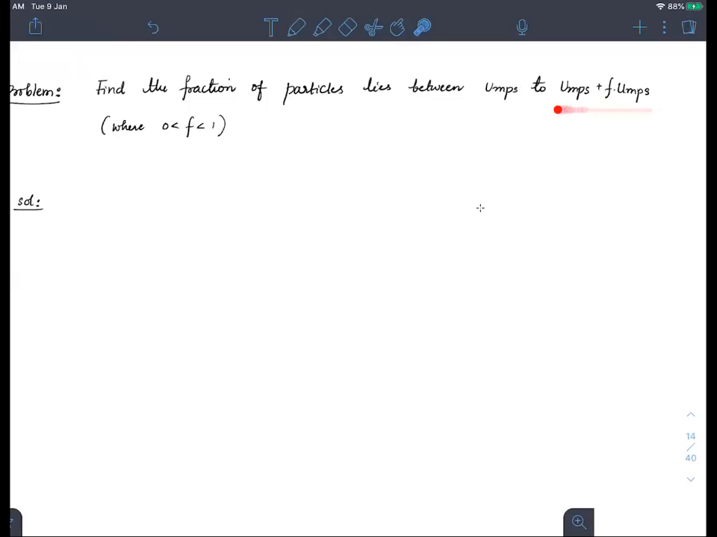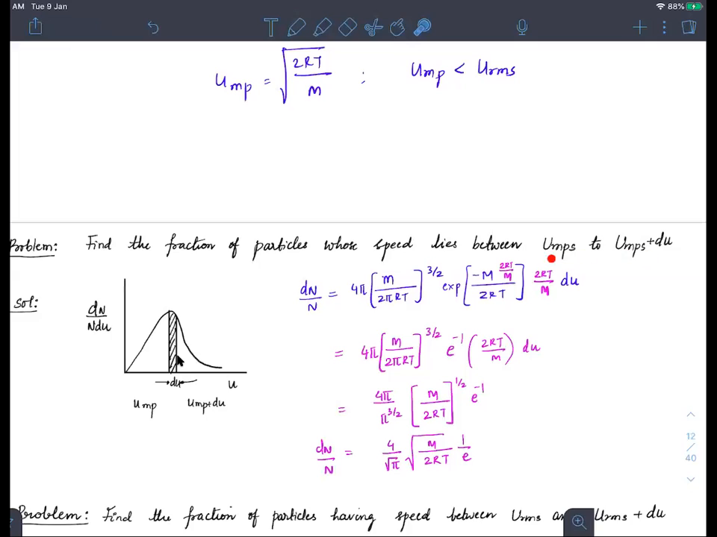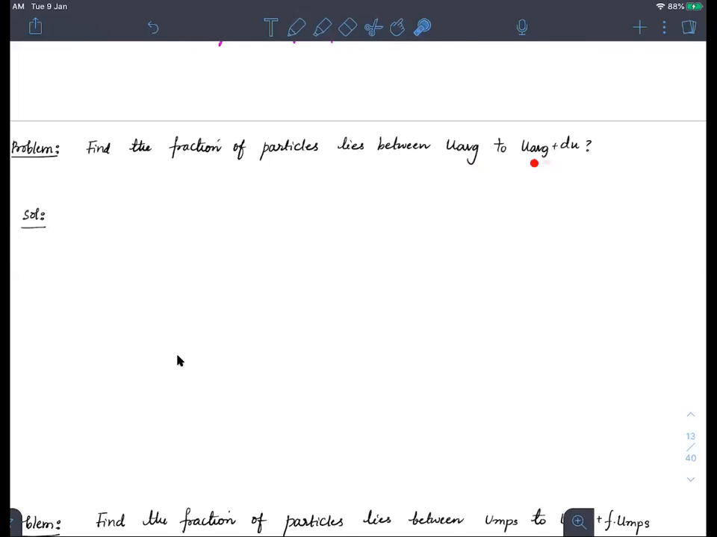And this is another very important type which is normally asked. Haan, beta, your voice is cracking a bit. Can you repeat what you said? Okay. All I said is the way we have done the questions for fraction between U MPS and U MPS plus DU, do the same thing right now for average and average plus DU. Okay. Yeah, this I'm leaving it as a blank. You better just replace that by 2RT, 8 RT by pi M. 8RT by pi. Okay.